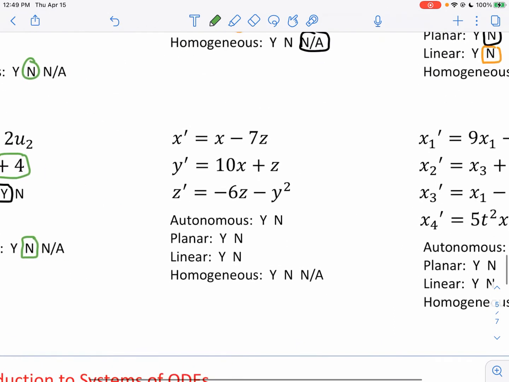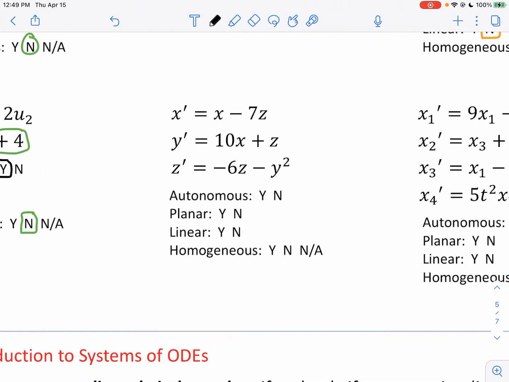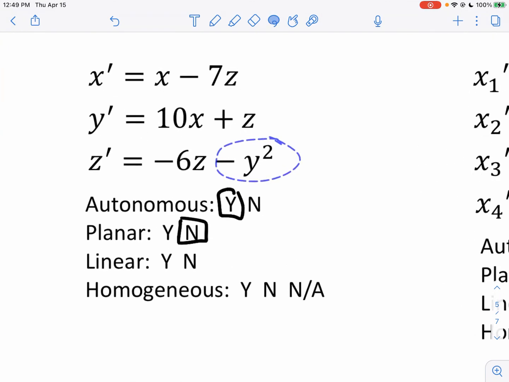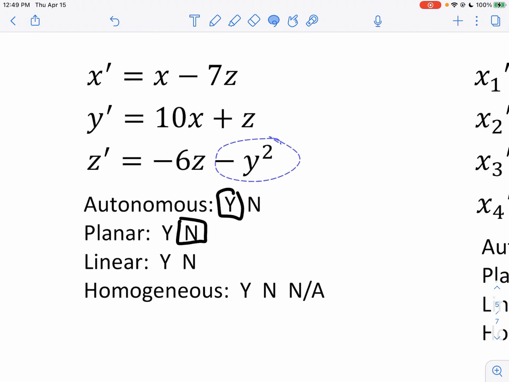Okay, let's go to this fifth one. Is it autonomous? Do you see any t's over here? I do not. So yes, it is autonomous. Is it planar? No, because there are 3 dependent variables, not 2. Is it linear? Only one term here is going to be a problem. That one right there is the only term here that's causing this to be nonlinear. We have a square on a dependent variable.